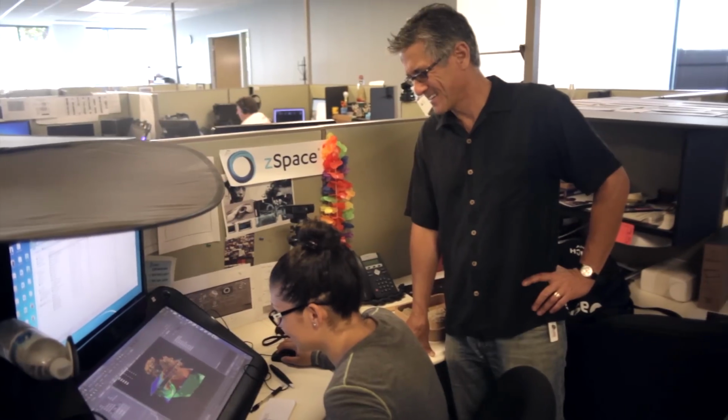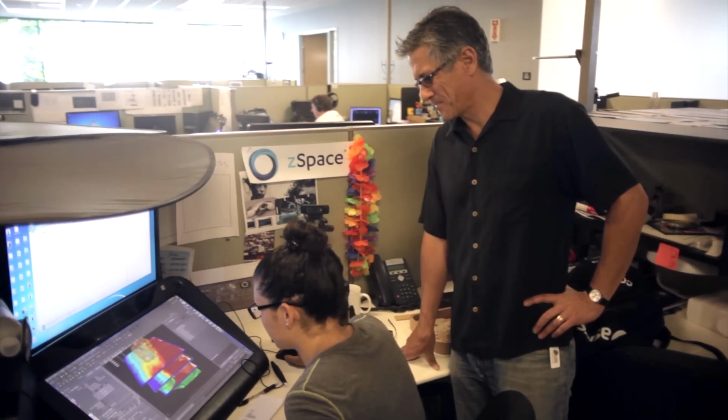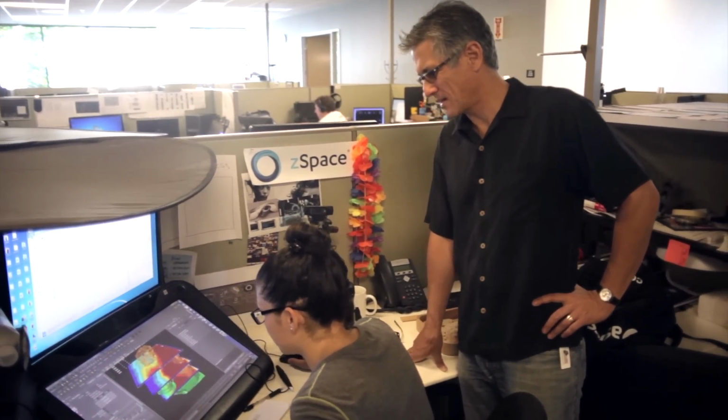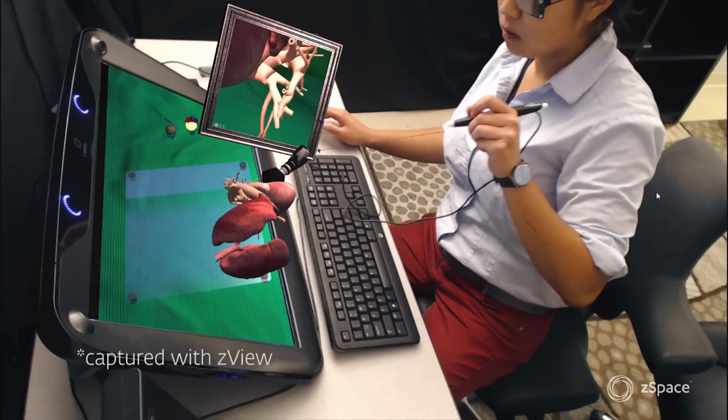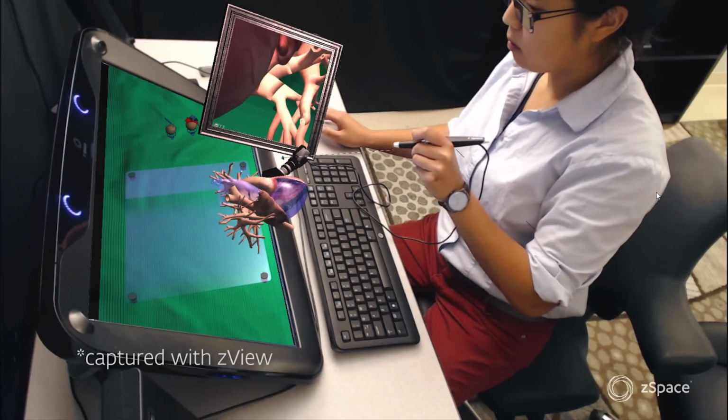There was a meetup over in Mountain View at their old office where they were introducing a lot of indie game and app developers to zSpace. And it immediately blew everyone's mind, just what it is you're able to do with zSpace, how easy it was to integrate with things that people were already working on.